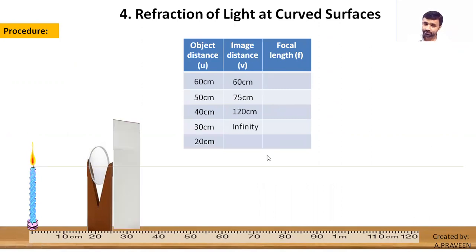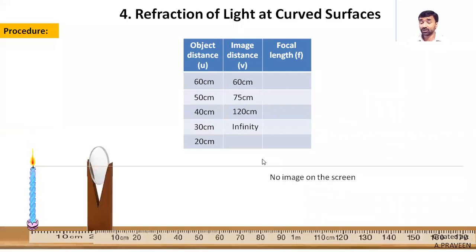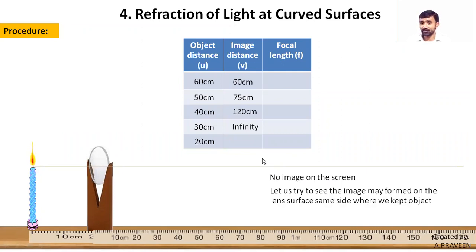Then move your screen away from the lens slowly. Did you see any image? Again, no image formed. Then what to do? We need to look for the image on the lens. So let us try to see if the image may form on the lens surface, on the same side where we kept the object. So here you just need to observe the other side.